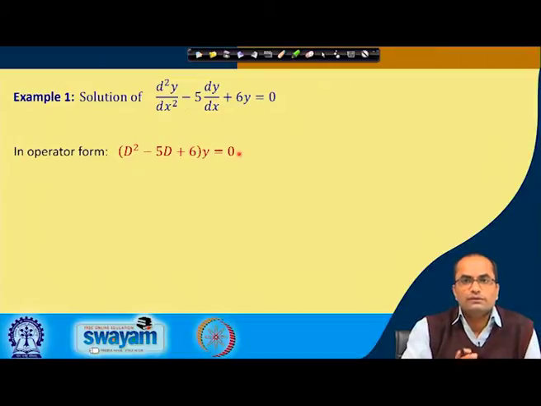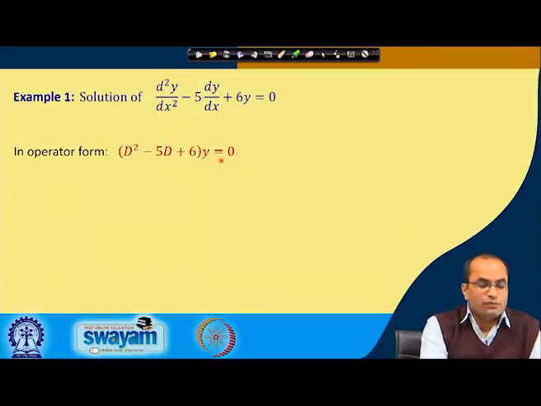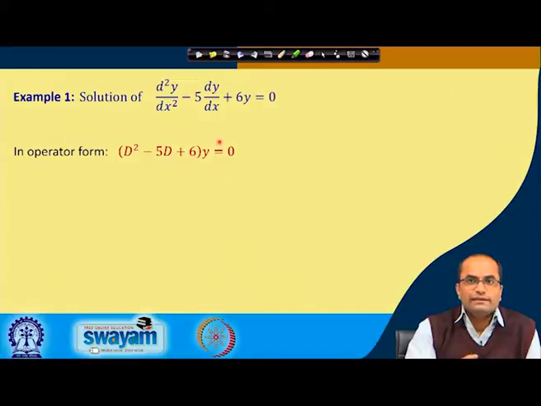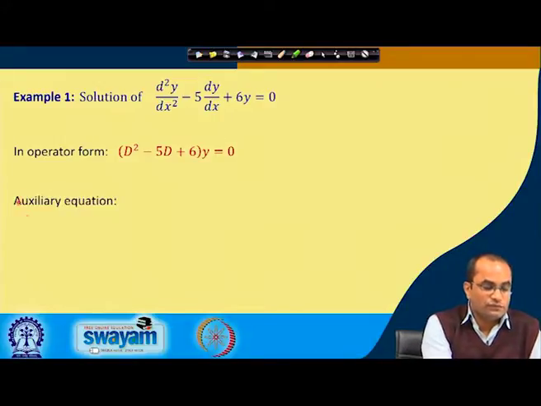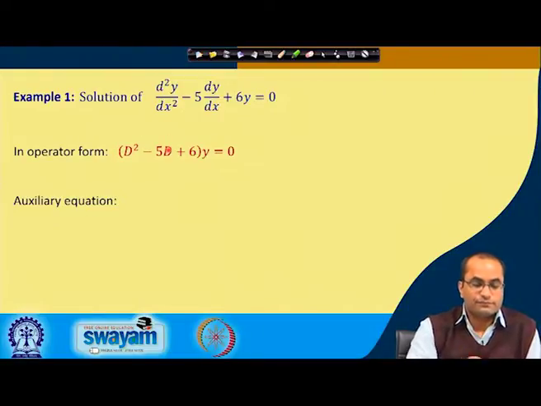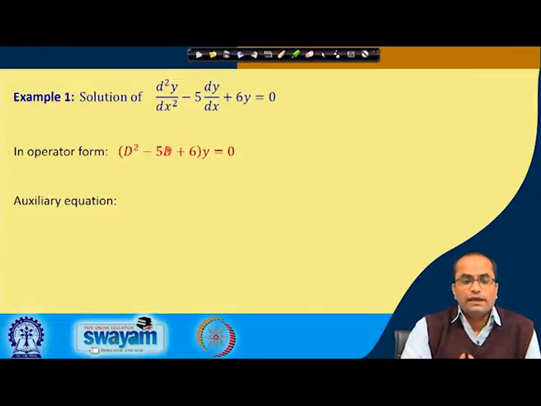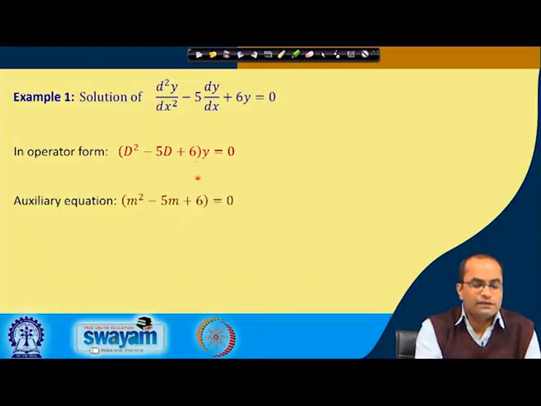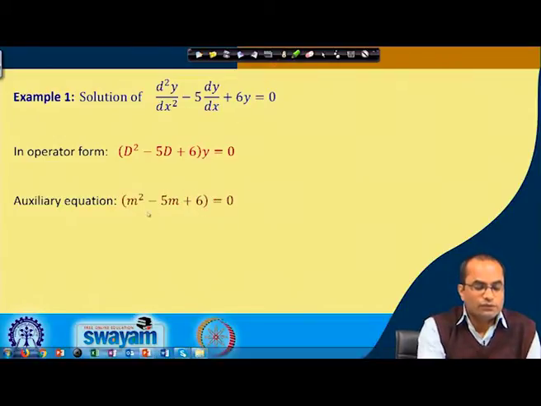So, once we have the operator form of the equation, we can easily write down the characteristic equation, or the auxiliary equation. The auxiliary equation corresponding to this will be just we can replace this D by m. So, we have here m square minus 5m plus 6, and we want to solve this equation, which in this case is a simple one.